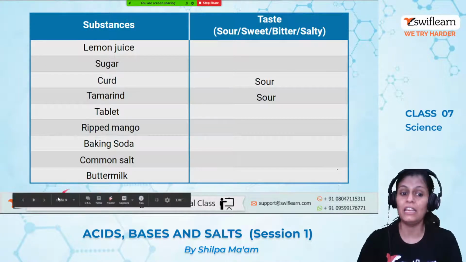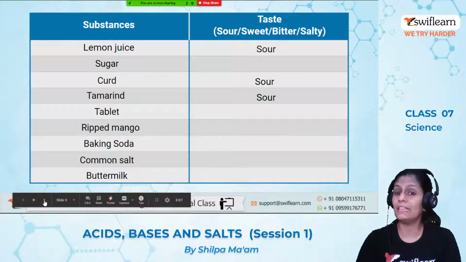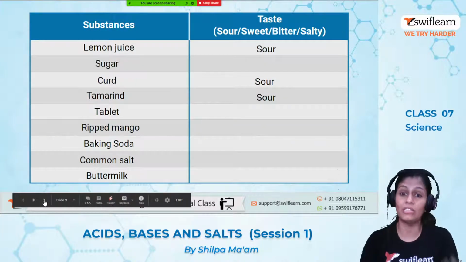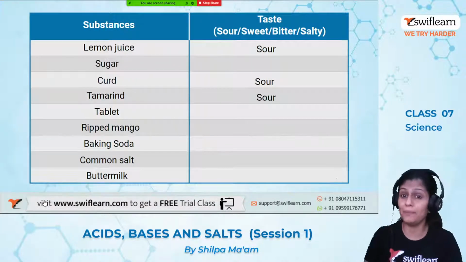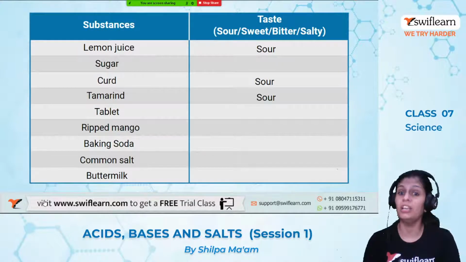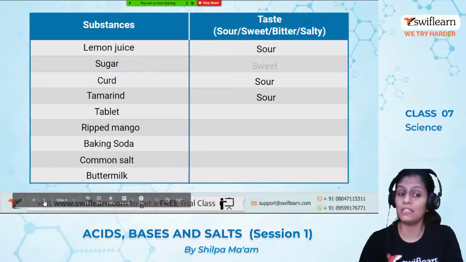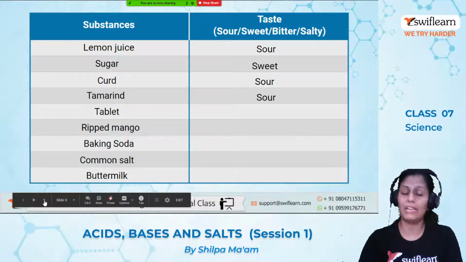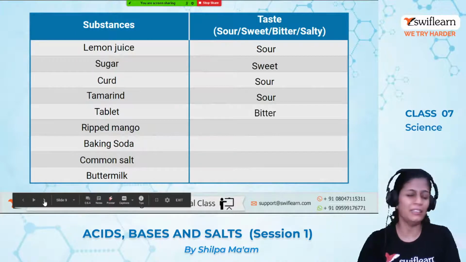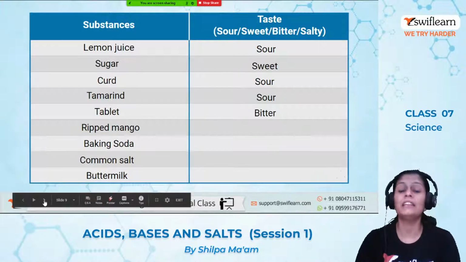khatta in taste. Now when we come to other things like lemon juice, we are drinking it these days in Corona, we are having lemon juice to improve our immunity. So what is it? It is sour in taste. Talking about sugar, it is sweet in taste. The tablet that we resist eating, that is bitter in taste.